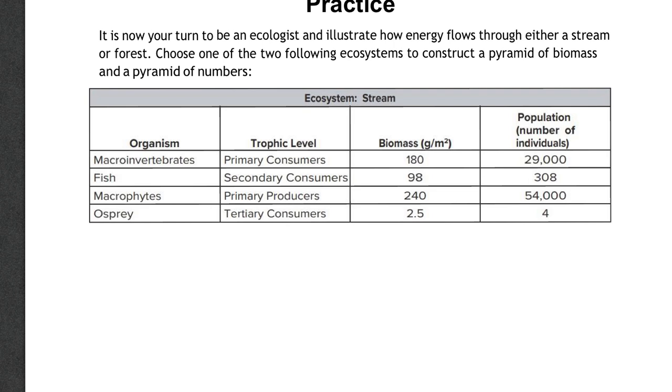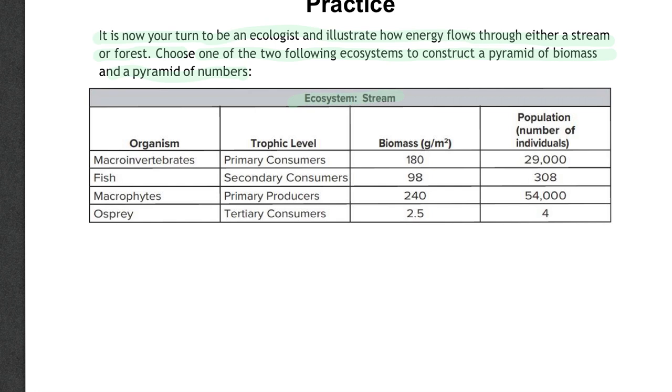In exams, we also have such kinds of questions. For example, they are going to give you a data table related to an ecosystem, and you have to draw a pyramid. Let us practice. It is now your turn to be an ecologist and illustrate how energy flows through either a stream or a forest. Choose one of the two ecosystems to construct a pyramid of biomass and a pyramid of numbers. Such questions can come with an option.